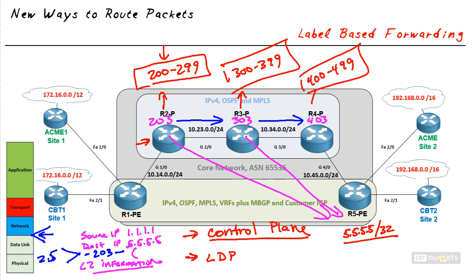It's going to remove the old label 303, put on the new label 403, and be forwarded over to R4. So as we look at the chain of events here, the packet at point A had a label of 203. The packet at point B is going to have the label of 303. So the old label got removed, the new label got put on, and then once R3 receives it, it's going to take off that old label of 303, put on the new label of 403, and forward it over to R4. And that, my friends, is the essence of multi-protocol label switching.